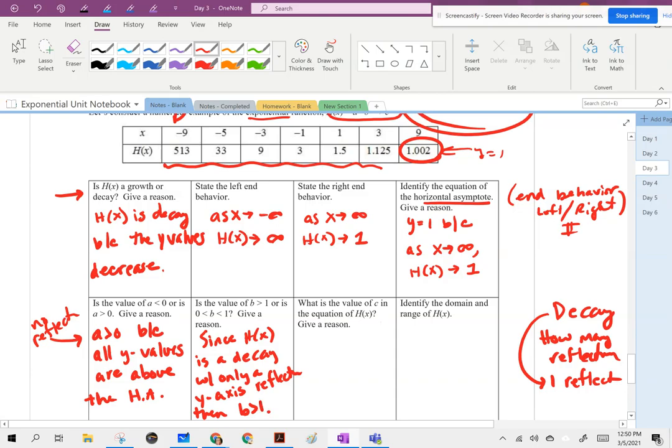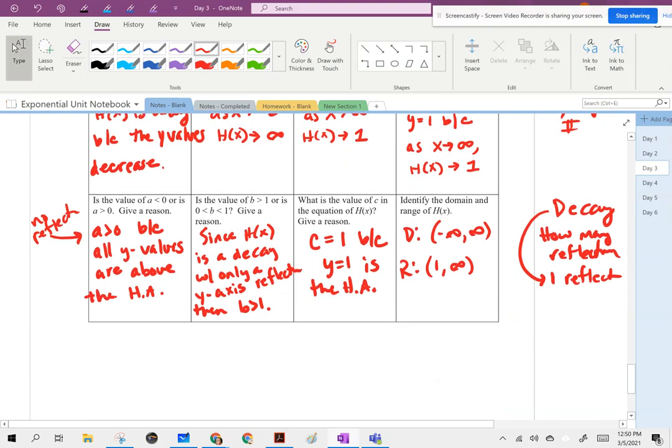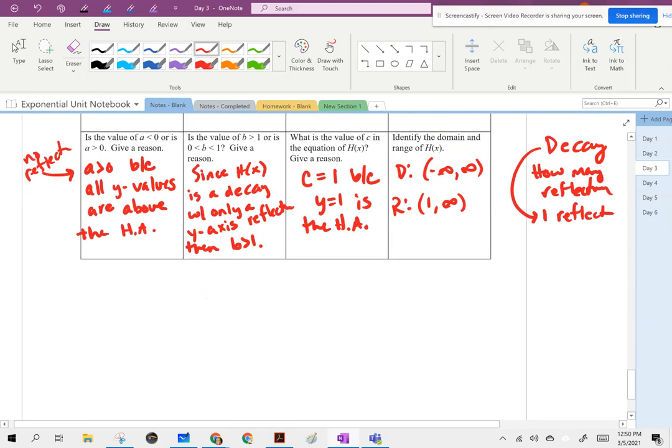What's the value of C? Well, we know that C should be the horizontal asymptote, so C should equal 1 because y equals 1 is the horizontal asymptote. Okay, domain. Well, the domain is going to represent all real numbers, but the range isn't. You have to identify is the graph above or below the horizontal asymptote. So we've already established that the graph is above the horizontal asymptote, so the range is 1 to infinity.